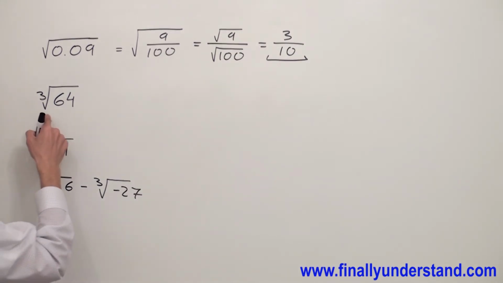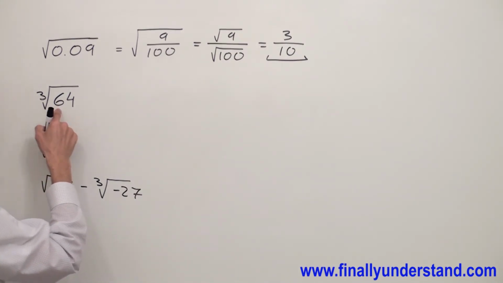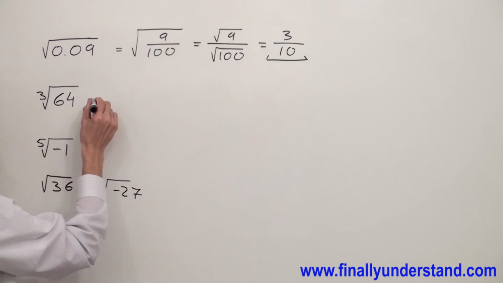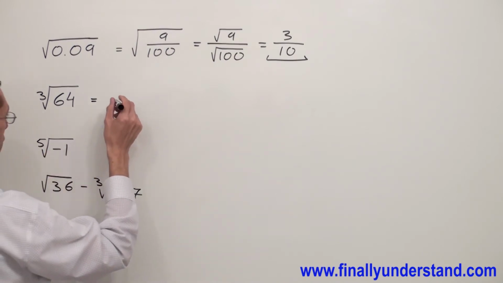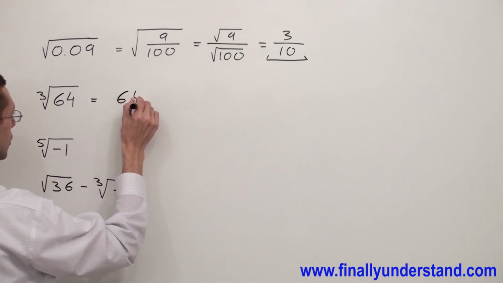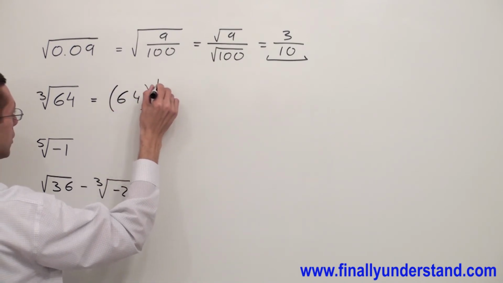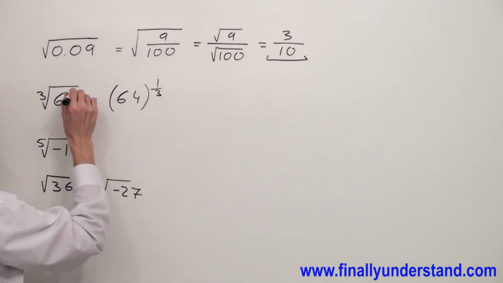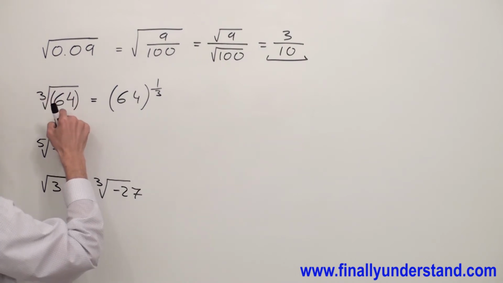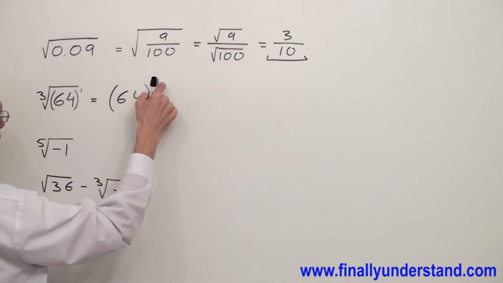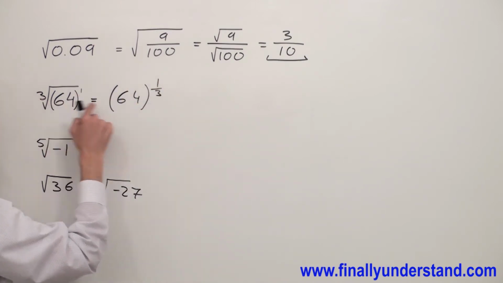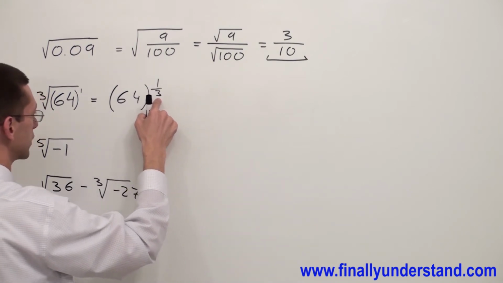Let's take a look at this example. I have cube root of 64. What I'm going to do, I'm going to convert this radical to the exponential form, and I'm going to have 64 raised to power 1/3. Why? Remember, anytime we have a number or variable and there is no exponent, there is always an invisible 1. This one becomes the numerator of my exponent, and the index becomes the denominator of my exponent.